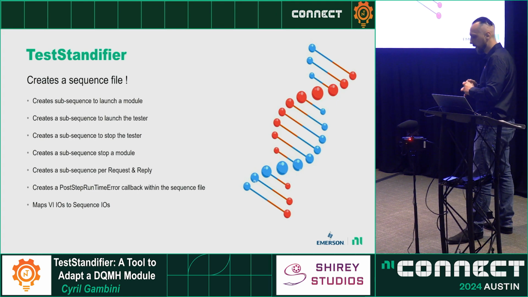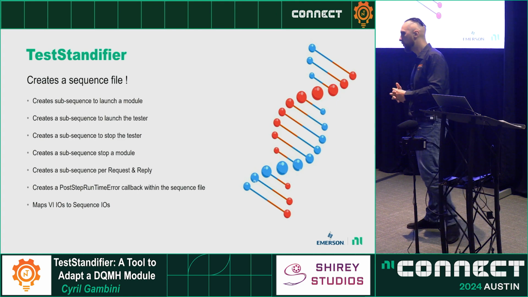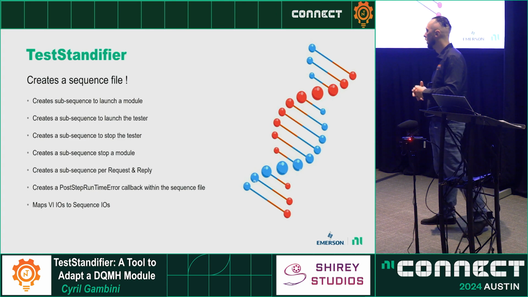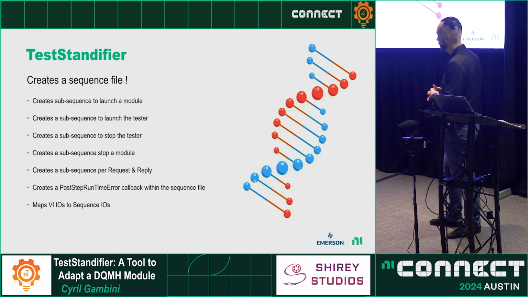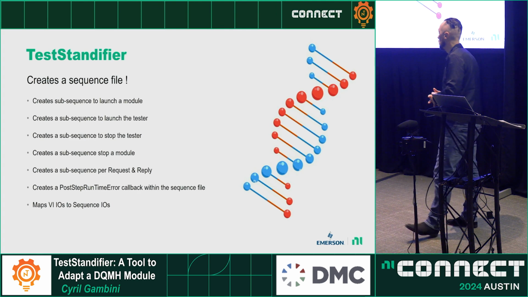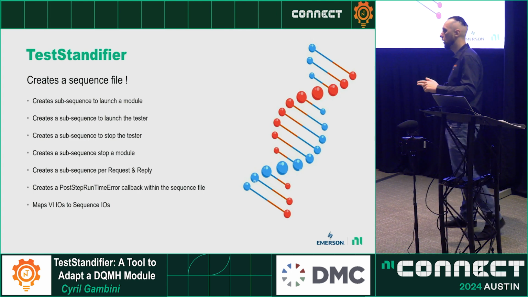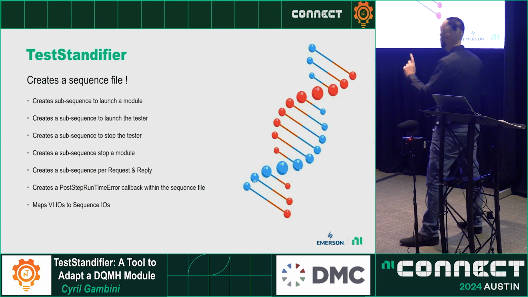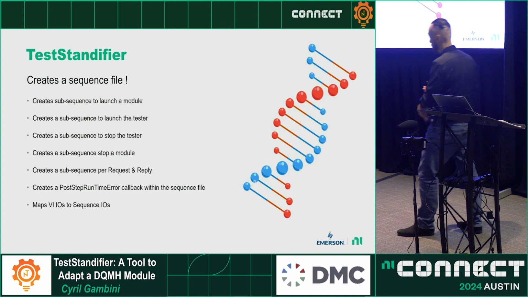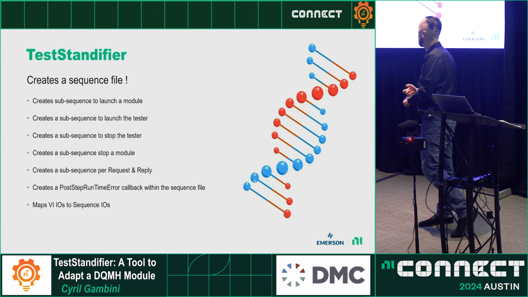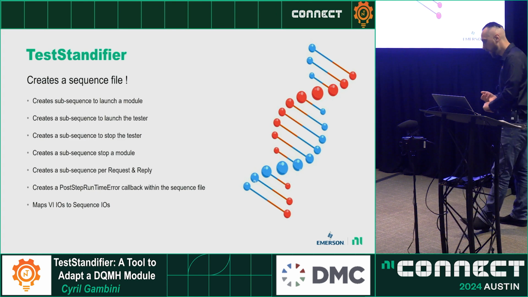And so instead of having to load every single VI from the PPL and find the exact good VI to call, we decided to create a sequence file that will be seen as a library file from the TestStand point of view. So we create subsequences to actually launch a module. So you will have a launch module subsequence into your sequence. You will have a launch tester. You will have a subsequence to stop the tester.